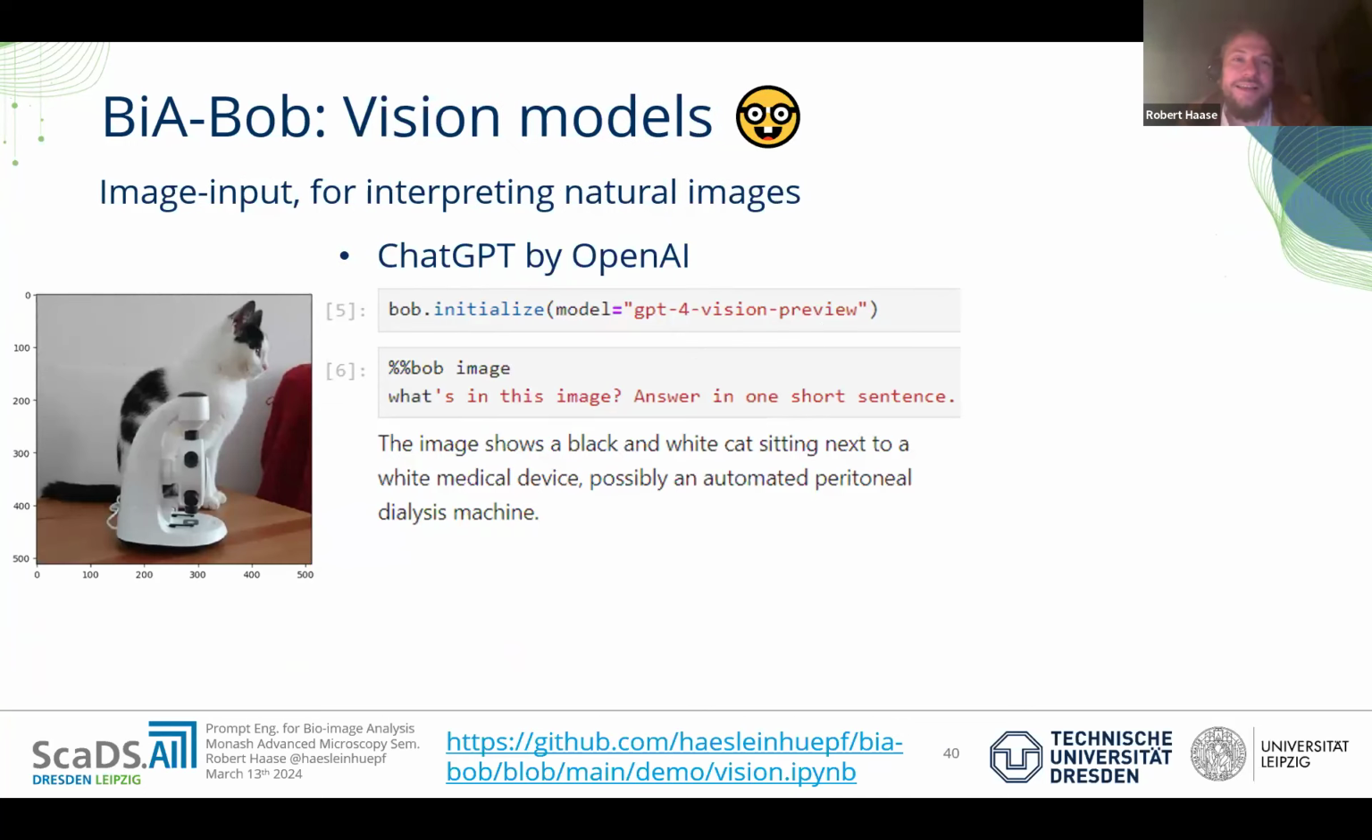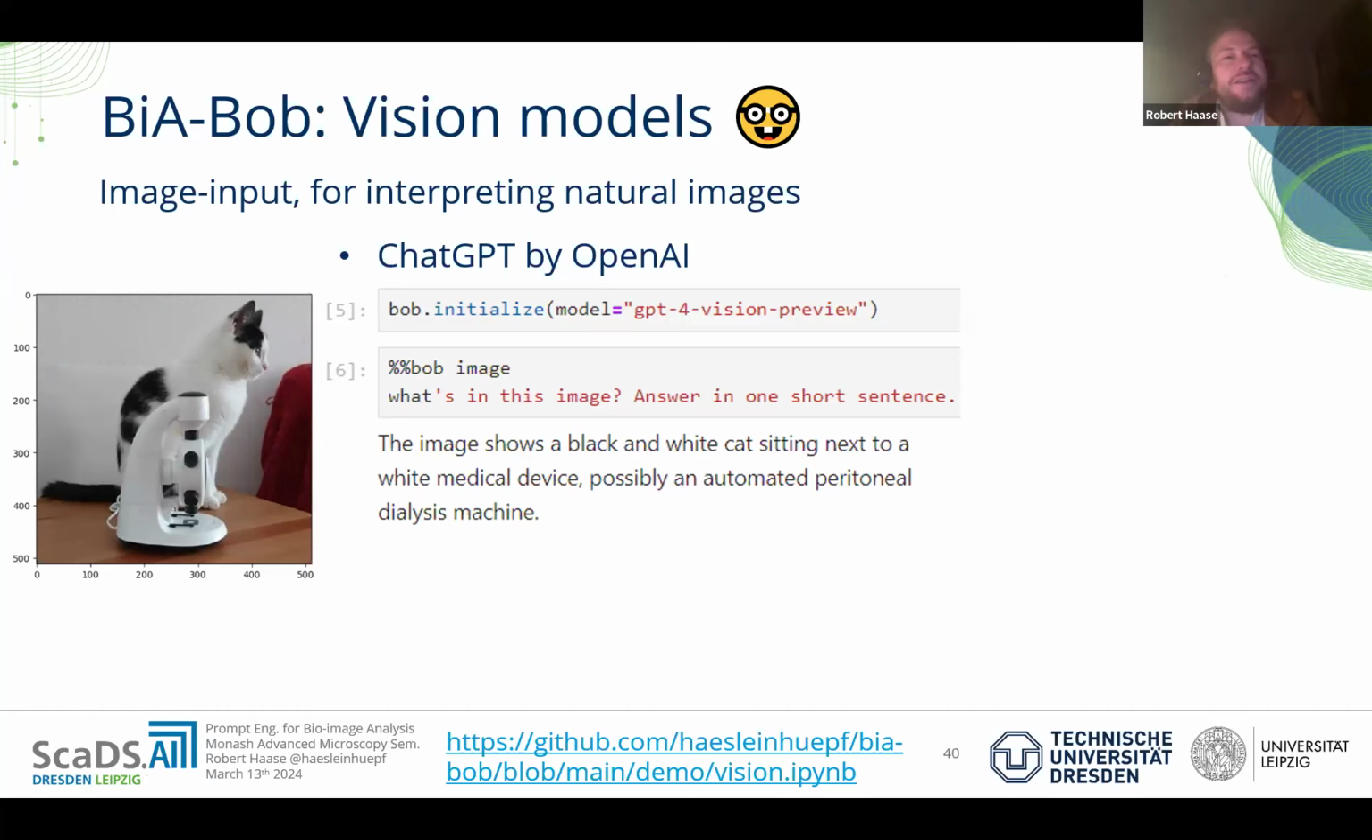And now we are moving forward. So far, I presented prompts with text describing what I would like the language model to achieve. And now I'm providing additionally images. So you see here, I say, Bob, image. So I'm basically uploading this image. And then I ask, what's in this image? Answer in a short sentence. And ChatGPT supports image input and text input combined.